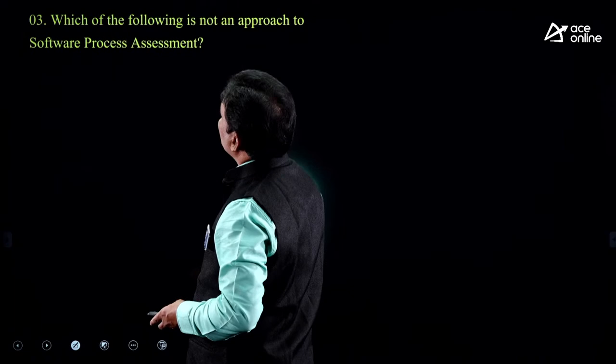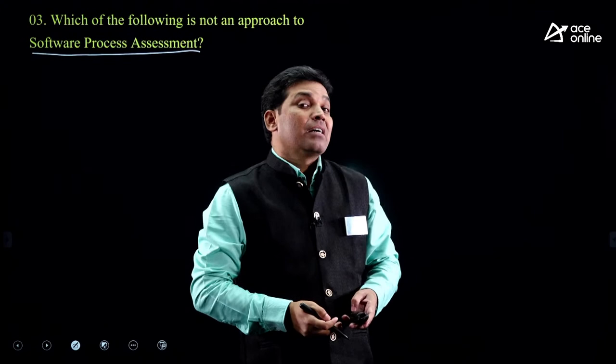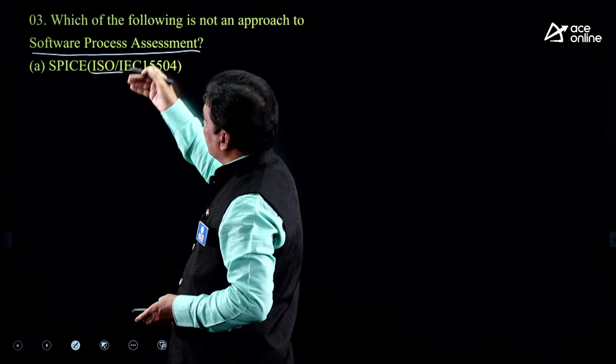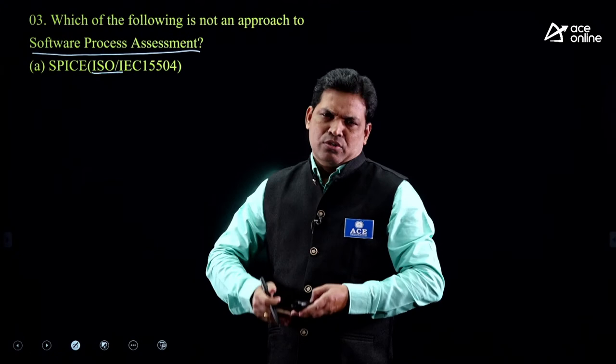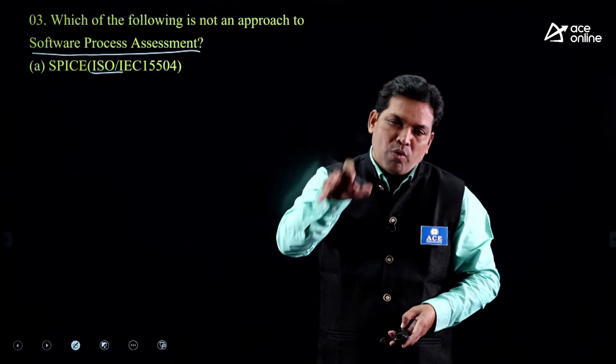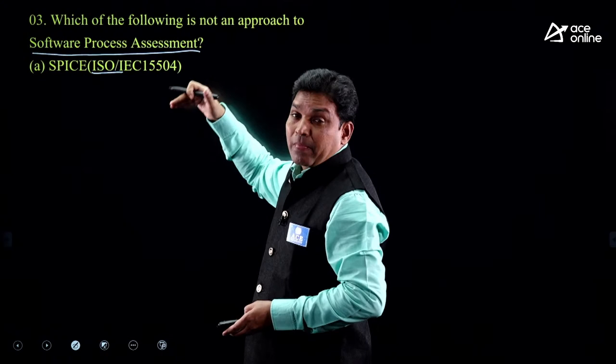Coming to question number 3, which of the following is an approach to software process assessment? So what are the software process assessment standards available? That we'll see. SPICE, ISO, International Standards Organization. That is one of the standards used for process assessment. If a software organization is developing a project, are they following this particular standard or not? If they are following this standard, their project is maintaining quality which can satisfy the client. It can assess the standard of that particular project.